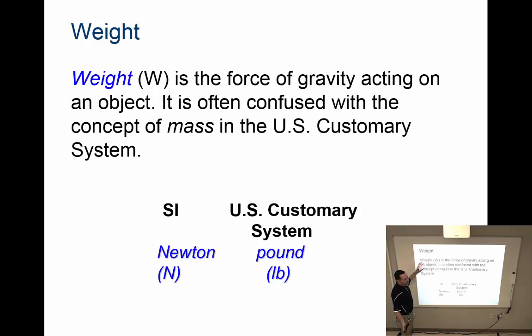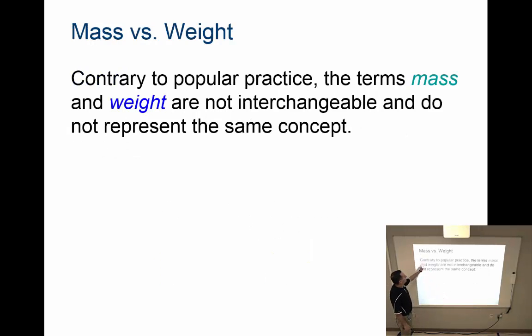Weight, which you are probably confusing with mass, is the force of gravity acting on an object. The unit for SI is the newton, and in the US customary system, the unit is the pound. A lot of times people try to use these interchangeably, even though they are not the same thing or do not represent the same thing.